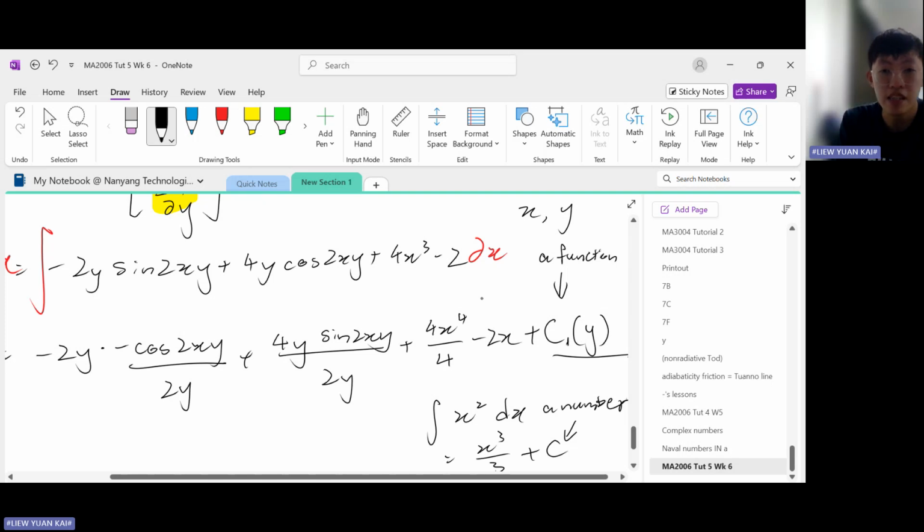Because remember, we are partially integrating with respect to x. When we do partial integration, we treat y as a constant. Therefore, this arbitrary constant must be a function of y, because y is seen as a constant. So therefore your arbitrary constant is a function of y. So that's why.